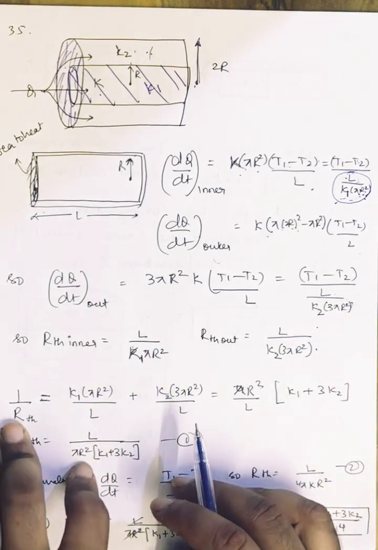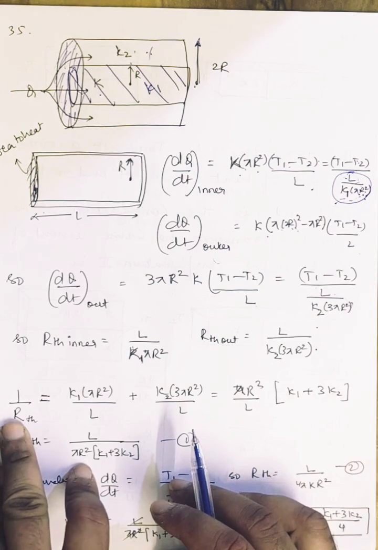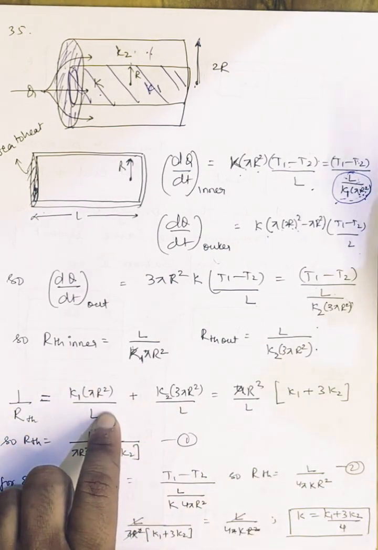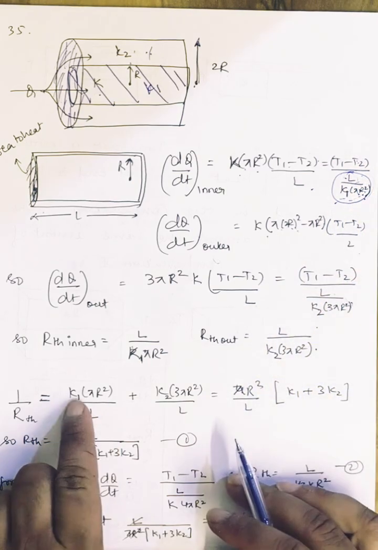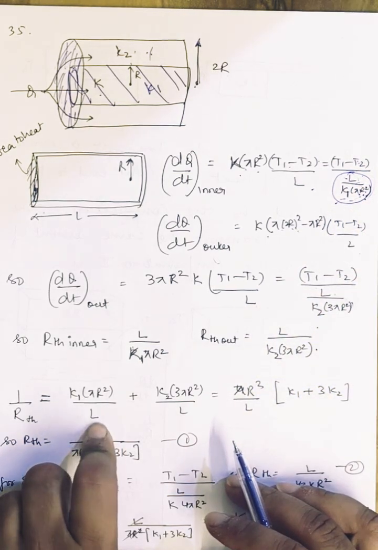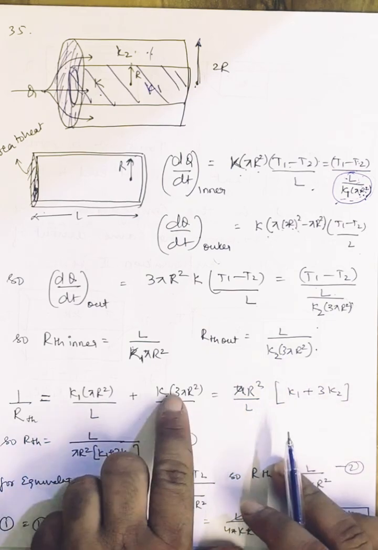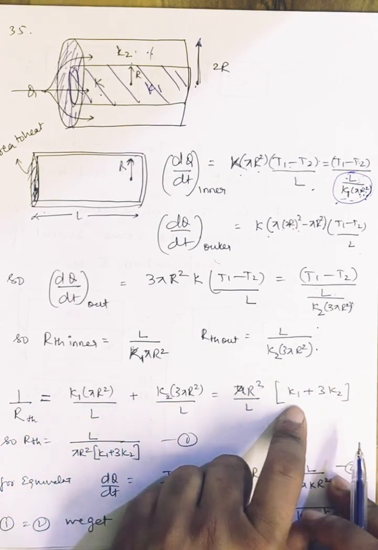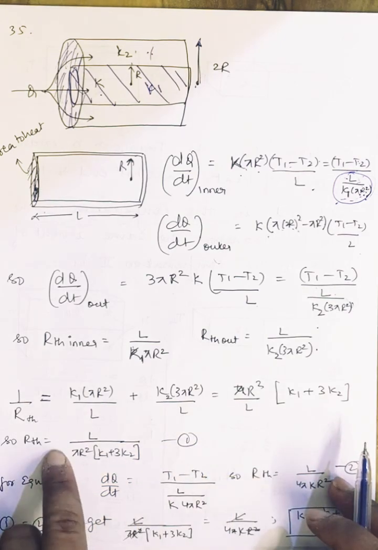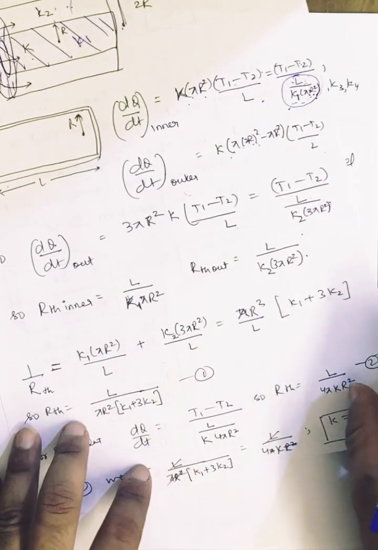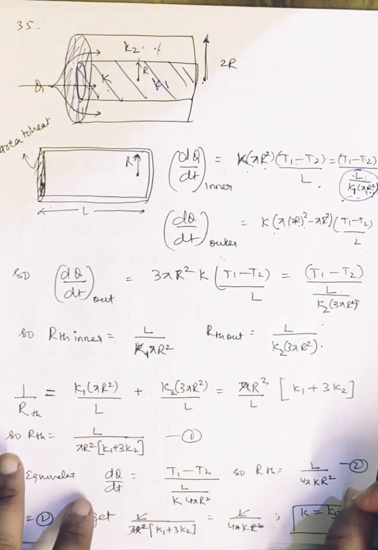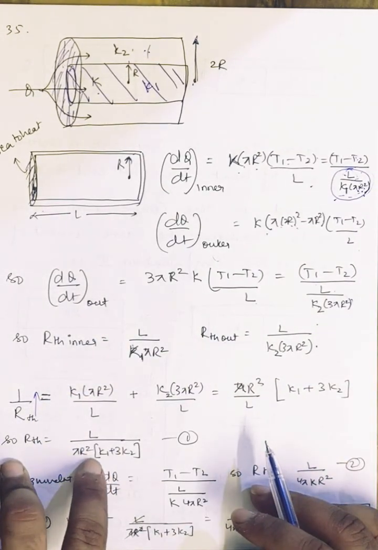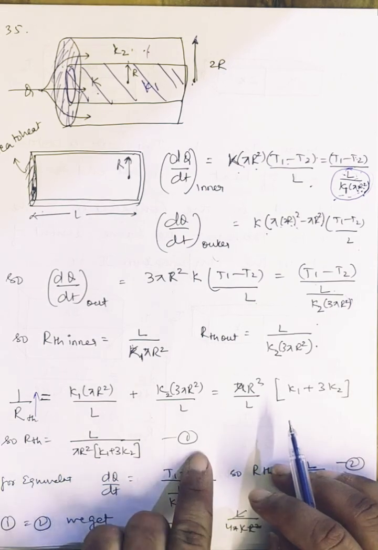So now I'm going to solve the resistances. How do we solve it? 1 upon R is 1 upon R1 plus 1 upon R2. So when I write 1 upon R, I simply reverse it. So it will become K1 pi r square by L, as you can see, reverse it, and this is K2 3 pi r square by L. So pi r square by L I've taken common. I get K1 plus 3K2. So 1 upon R thermal I've got pi r square upon L times K1 plus 3K2. To get R thermal I have to reverse it again. So we have L upon pi r square K1 plus 3K2. This is the first equation.